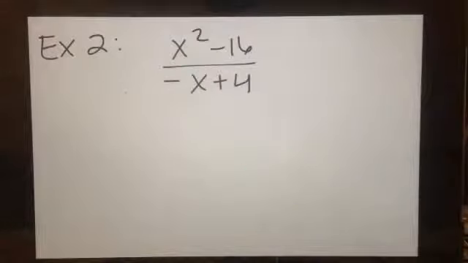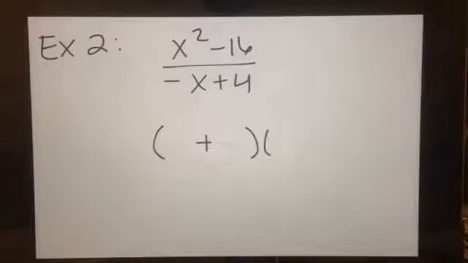All right, here's example 2. Step 1 was the numerator over the denominator. That has already happened. Step 2 was make sure they're in descending order. That has already happened. Step 3 is to factor each of these. So if you look at the top, you can see x squared minus 16. Hopefully you recognize that that's the difference of squares.